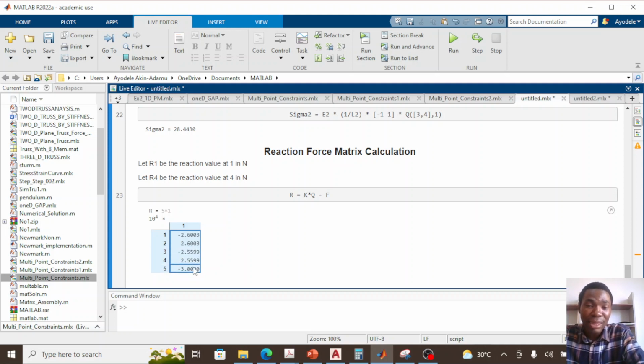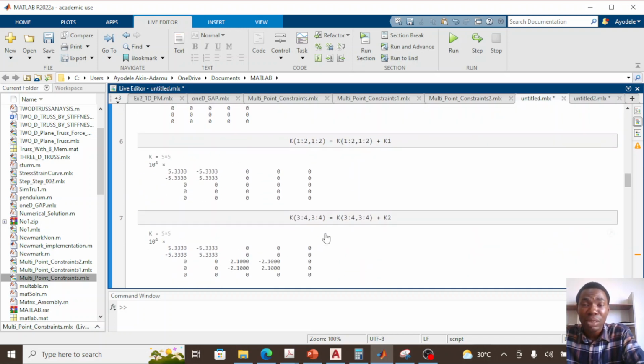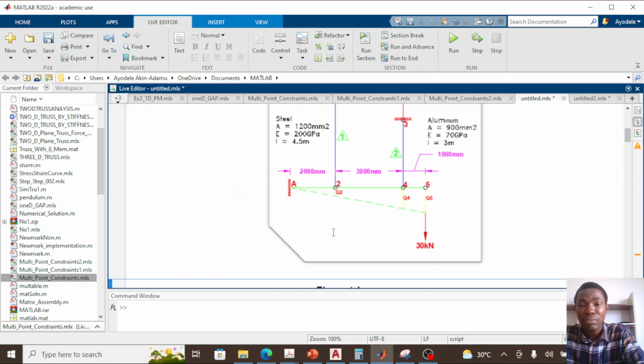I will try and validate these reaction values in my finite element model on ANSYS. In my next video, I'm going to solve this same problem using the ANSYS program.